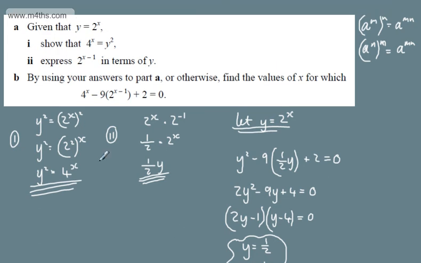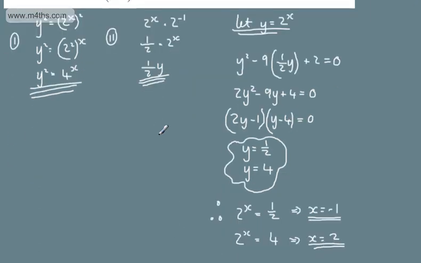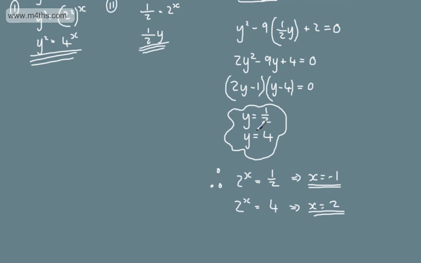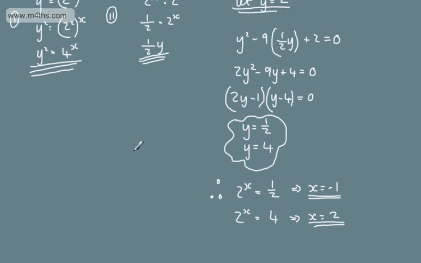So all we've done is use rules of indices, lots of different approaches with this one. We substituted it in, solved a quadratic in y, and then simply gone ahead and solved for x by making the substitution. Final answers, x is equal to minus 1 or x is equal to positive 2.